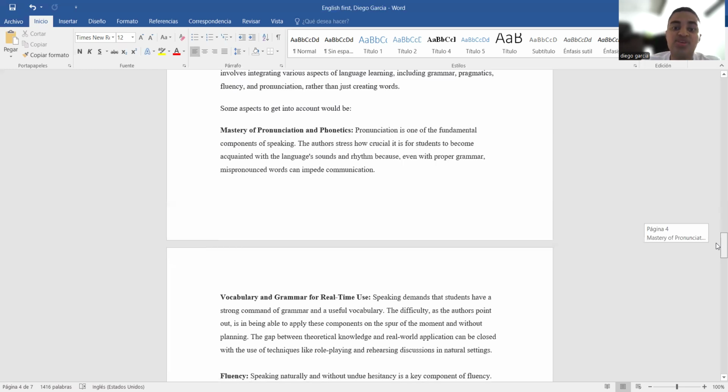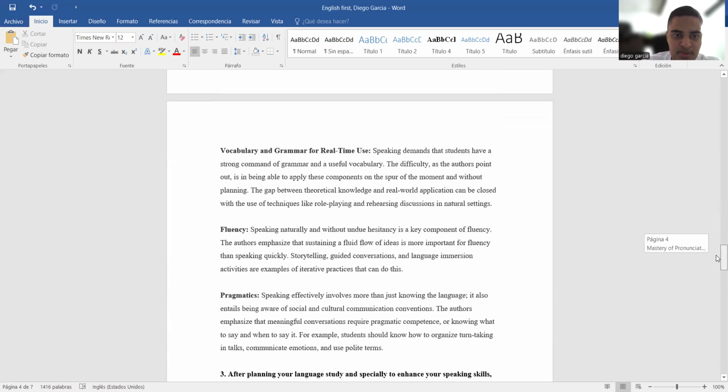The authors stress how crucial it is for students to become acquainted with the language's sounds and rhythm because even with proper grammar, mispronounced words can impede communication. Vocabulary and grammar for real-time use. Speaking demands that students have a strong command of grammar and a useful vocabulary. The difficulty, as the authors point out, is being able to apply these components on the spur of the moment and without planning.